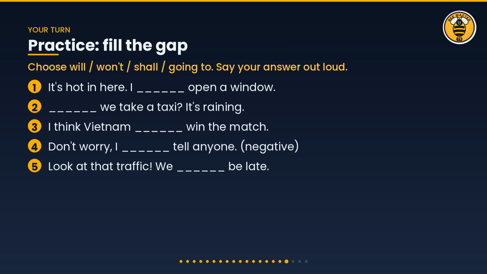Time to practice. Here are 5 gaps. Choose will, won't, shall, or going to, and say your answer out loud before you see it. 1. Listen. It's hot in here. I blank open a window. 2. Blank we take a taxi? 3. I think Vietnam blank win the match. 4. Don't worry, I blank tell anyone. 5. Look at that traffic. We blank be late. Pause the video now if you need more time.